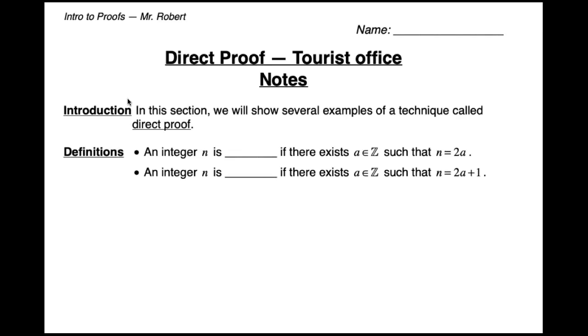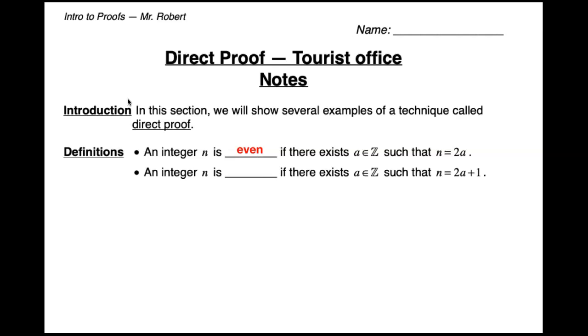An integer n is something if there exists a in Z such that n equals 2a. You may or may not have guessed what it is. It's not that obvious to guess when you have never seen the definition, but after you see it, you're like, oh, of course. An integer n is even if there exists another integer a such that n equals 2a. 6 is even because it's 2 times 3. 10 is even because it's 2 times 5.